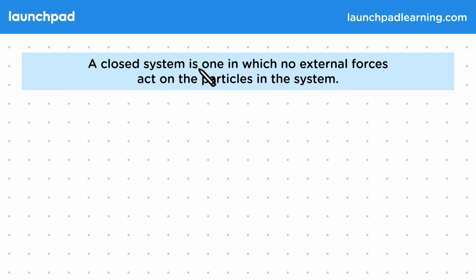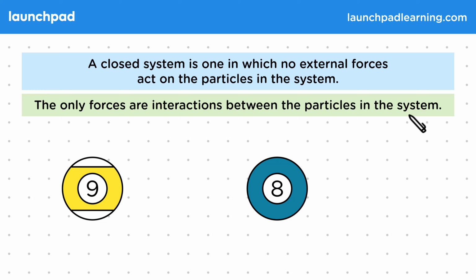Well, a closed system is one in which no external forces act on the particles in the system. This means that the only forces are interactions between the particles in the system. By a system, we mean a collection of particles or other objects. Let's go back to our billiard ball example, where the system is just the two balls.